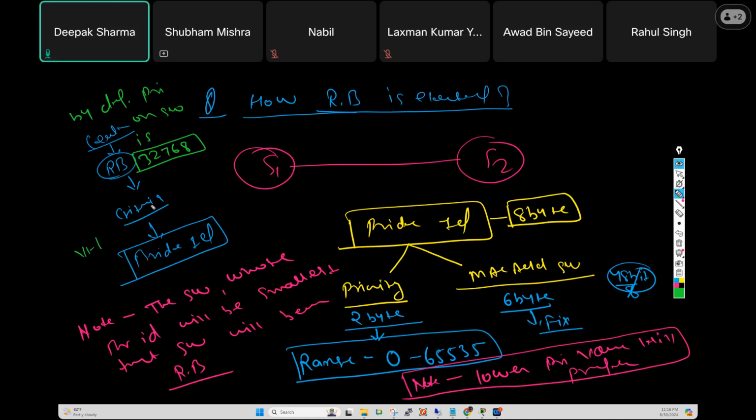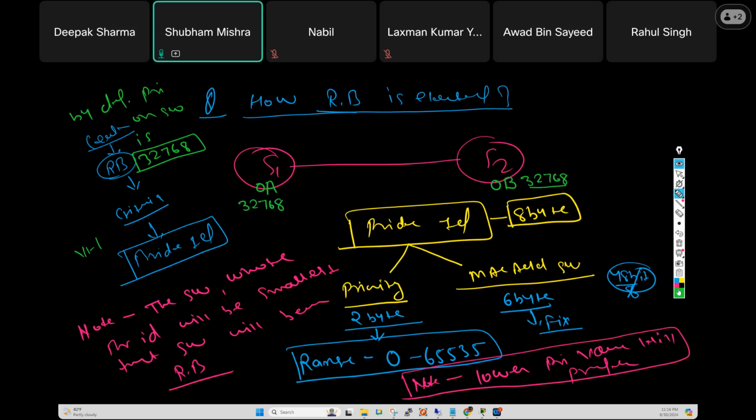Okay. Now, come here to the point. For example, on this switch, the MAC address is 0A. On the other, the MAC address is 0B. By default, priority is 32768 on both. Any doubt, everyone? It's clear?